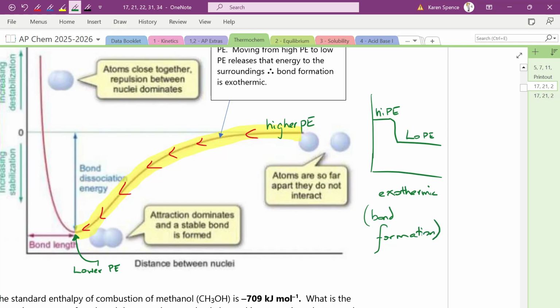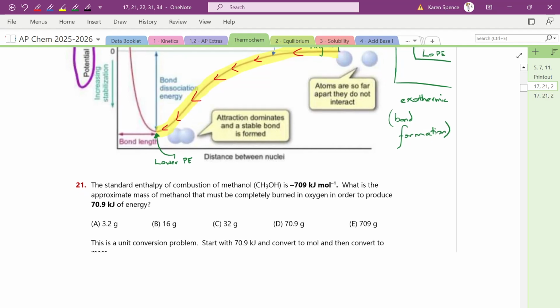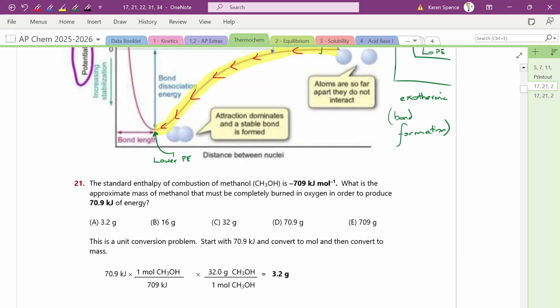Is that good? I felt like this graph, how many people remembered this graph from last year? Oh, wow, that's cool. Excited. Was it worth going over again? Yes? Okay. All right, number 21.